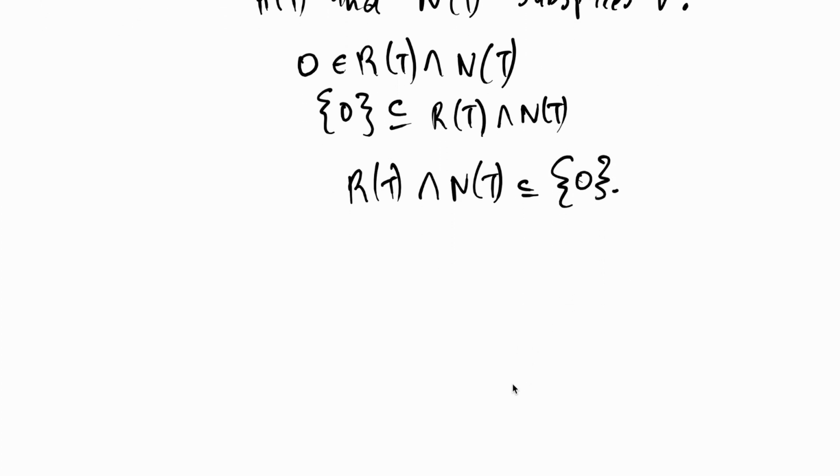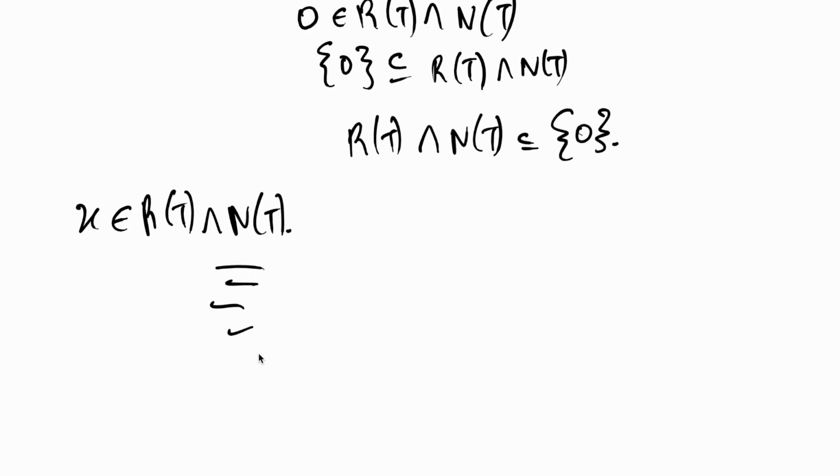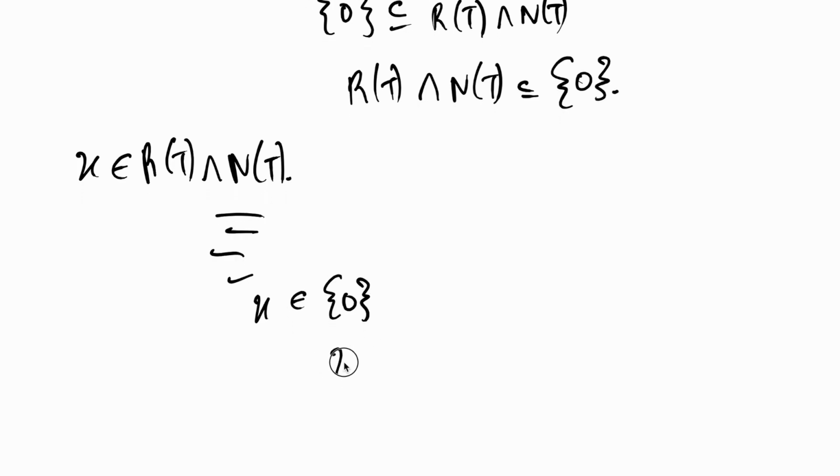And how do we do that? Well, if you've done a bit of set theory and you've done proofs in set theory, then you know that we first assume, let X be some arbitrary element in RT intersection NT, and then from this statement we have to deduce that X is in this set as well, and X being in this set just means X is equal to 0. Right, so this is how our proof is going to look.